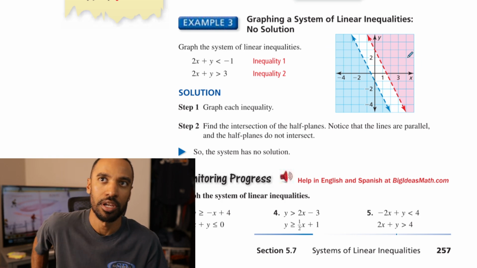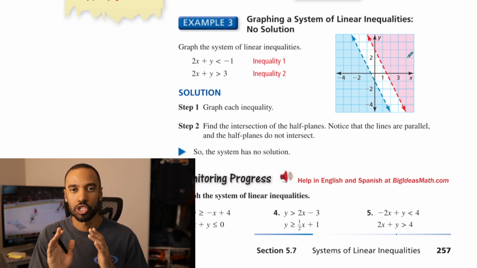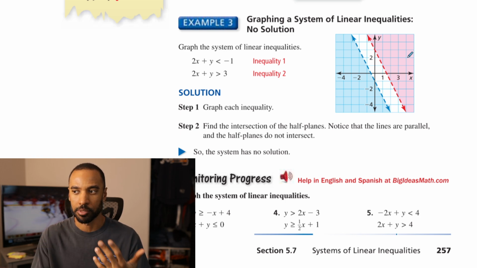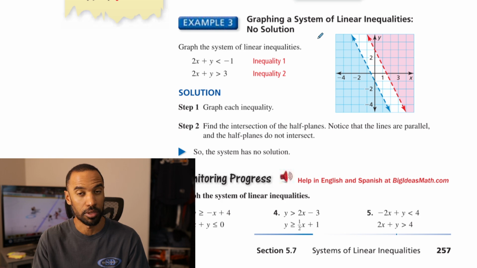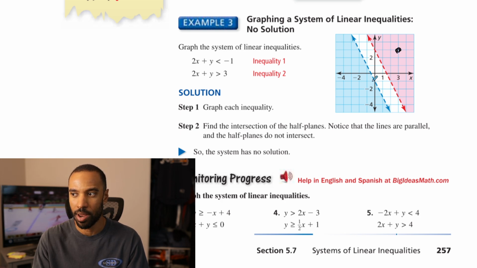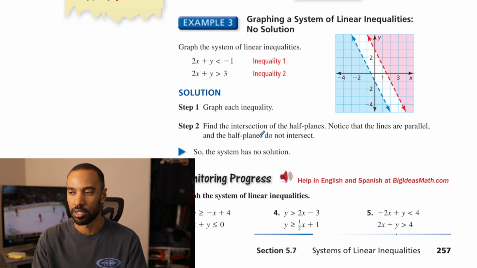And this is a time where you might want to emphasize the shading itself and just show that it's there. And in showing the shading, you show there's nothing that overlaps, for sure. So there's no solution in this case here because there's nothing that would satisfy both inequalities at the same time. What's a solution to red will never be a solution to blue, and vice versa. So this is a no solution situation.